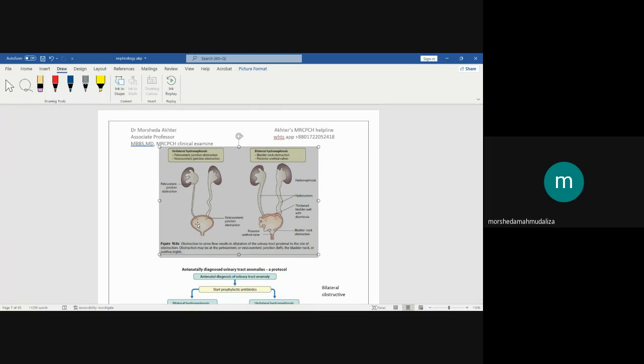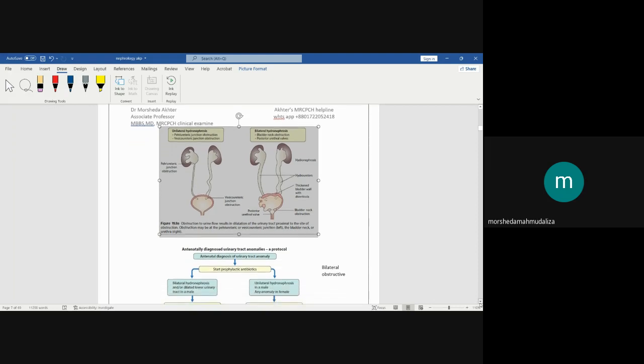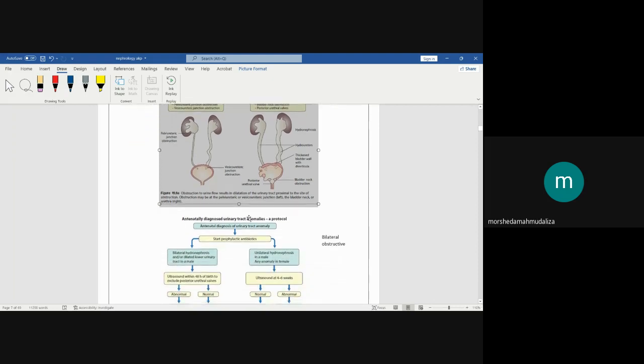So when the kidney becomes enlarged, our first task is to follow up. It could be recognized later, or it can be recognized antenatally in the antenatal scan. So we have to follow up, and in the last trimester, if we get hydronephrosis and it is bigger, then after birth we will start prophylactic antibiotics. Okay, and then we will do the ultrasound.